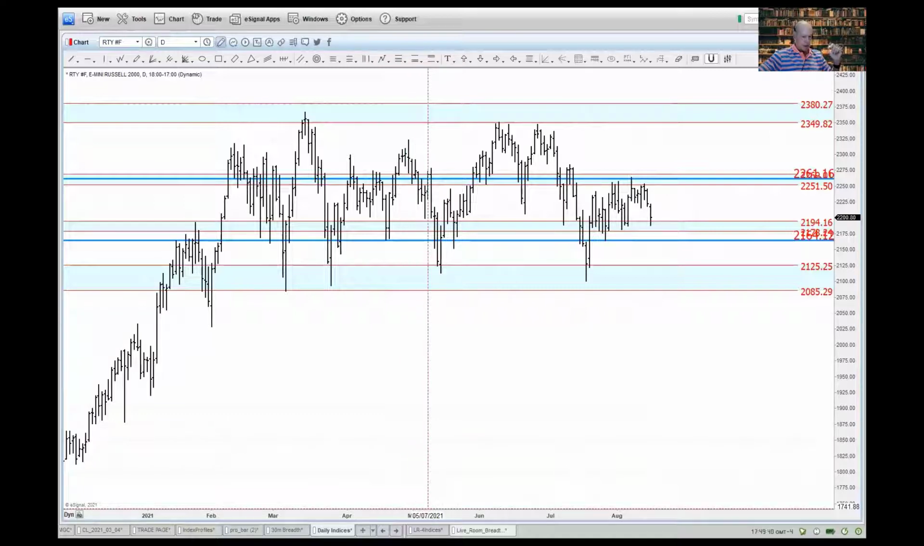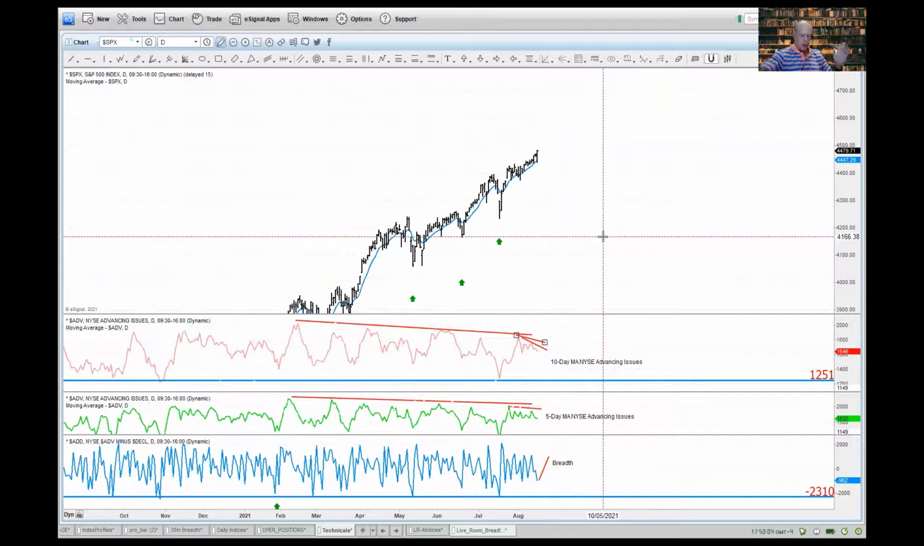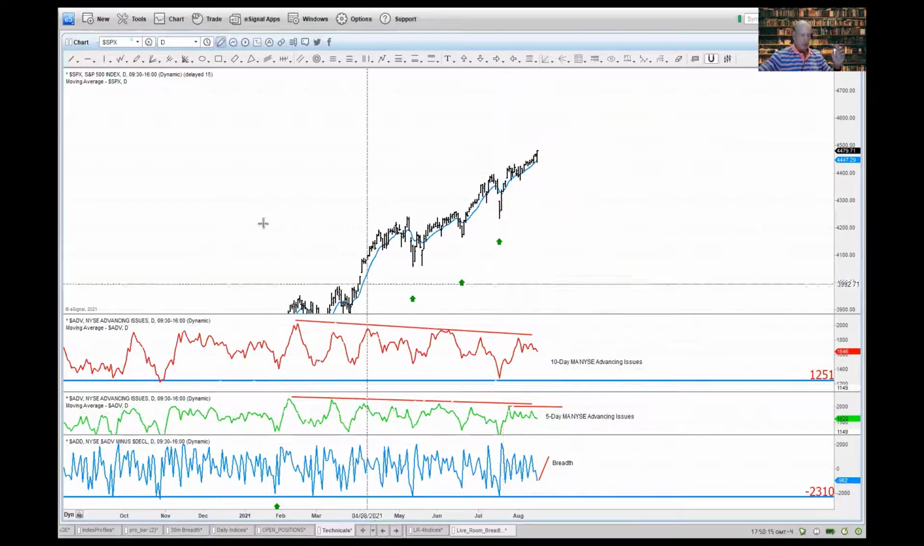Now, let me go back to the page I started with, and I'm going to show you one other thing. If breadth picks up tomorrow and it closes somewhere up in here, then that will likely turn the moving averages of NYSE advancing issues up to a degree. At this point, I'm going to be surprised if either takes out their minor peaks right here. This is in the 5-day moving average and in the 10-day moving average.